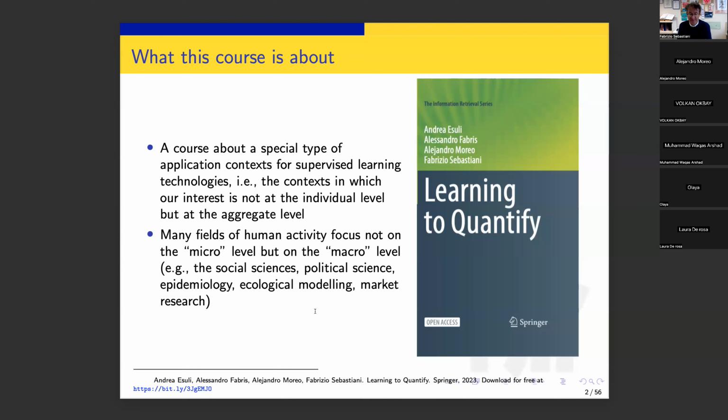of individual decisions. So I've listed a number of such fields here: social sciences, political science, epidemiology, market research, ecological modeling, astrophysics, and there are several others. In all of these fields, people tend not to be interested in the typical individual decisions that classification algorithms return, but in predictions that deal with an entire population rather than individuals. And the techniques we are going to discuss today address these kinds of needs.